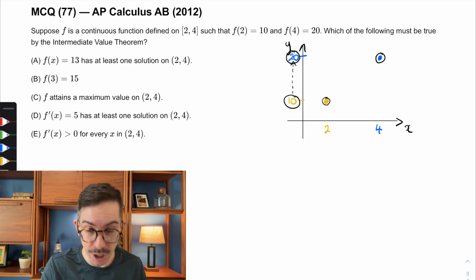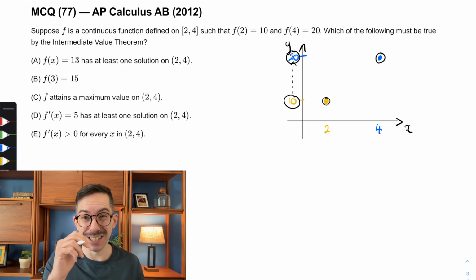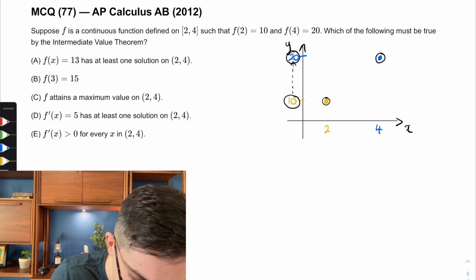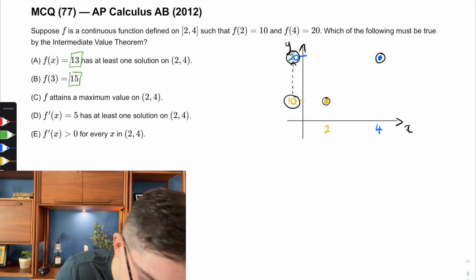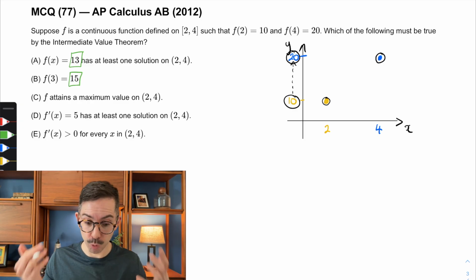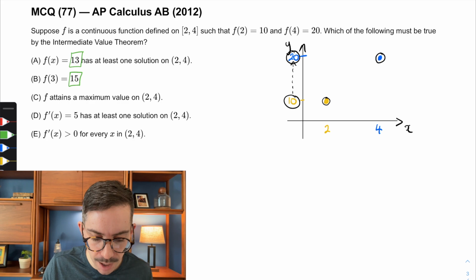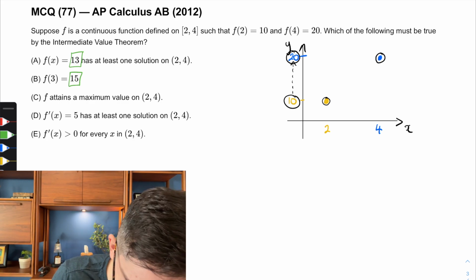So in particular, if I scan down my answer choices, do I see any numbers that are between 10 and 20? Well, I see 13 and I see 15. And this is where I start to experiment maybe. Maybe you've already spotted the correct answer. If you have, that's great. You've probably been practicing your intermediate value theorem problems. But here, maybe I'm not sure. So this is where I start experimenting with my little sketch that I've got.